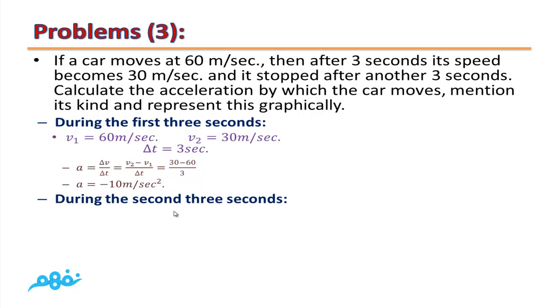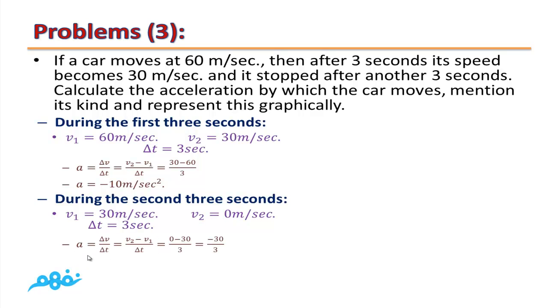During the second 3 seconds, its initial speed is 30. 30 was the final speed during the first period, but it is the initial speed in the second period. And its final speed is 0. This is because he told us it stopped after 3 seconds. And this change occurred during 3 seconds. To calculate this, acceleration equals delta V over delta T equals 0 minus 30, V2 minus V1, over 3 equals negative 10 meters per second squared.